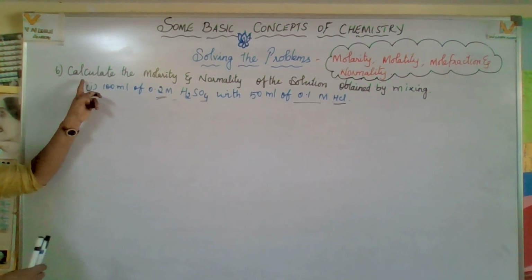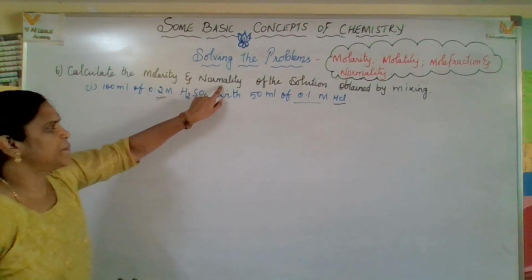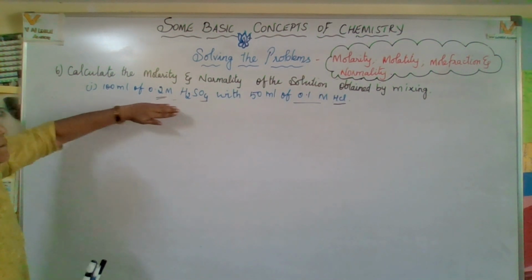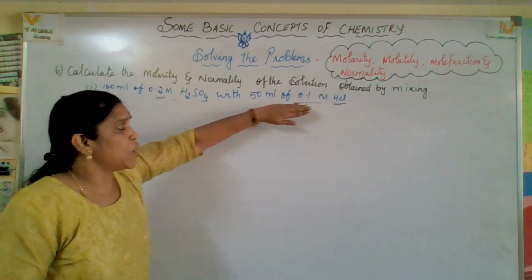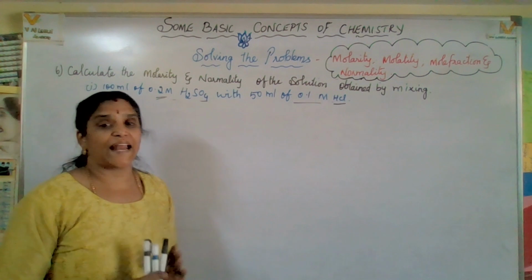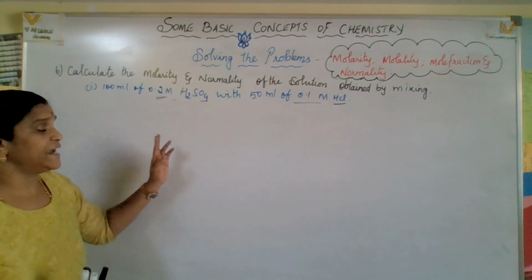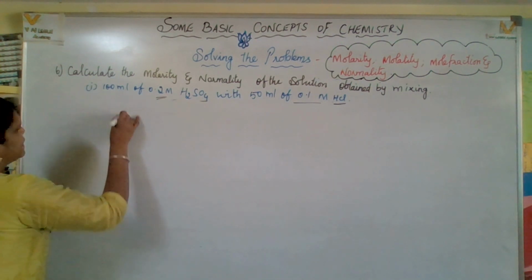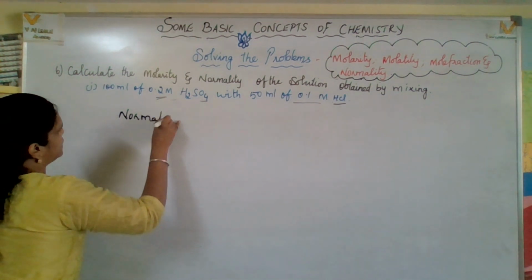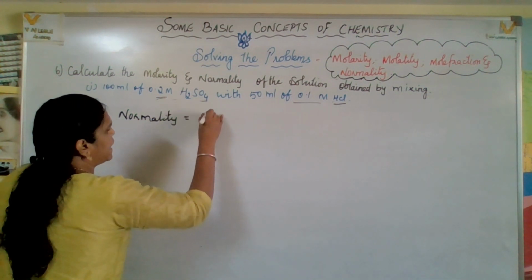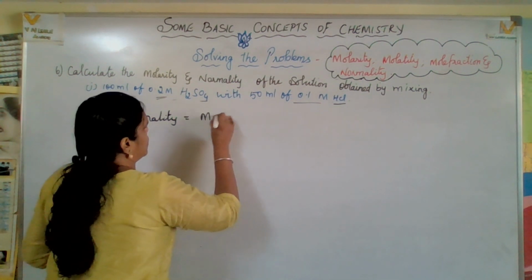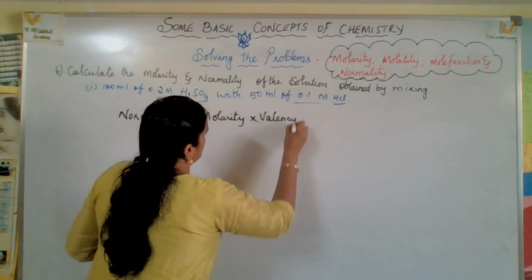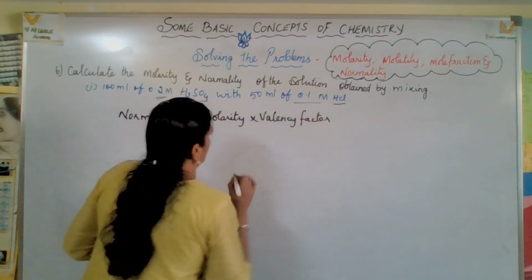The next question, it's very simple. Calculate the molarity and normality of the solution obtained by mixing 100 ml of 0.2 m H2SO4 with 50 ml of 0.1 m HCl. How to calculate it? First and foremost, we can identify the normality, then we can go for the molarity. Normality equals molarity into valency factor. Molarity into valency factor. Right.